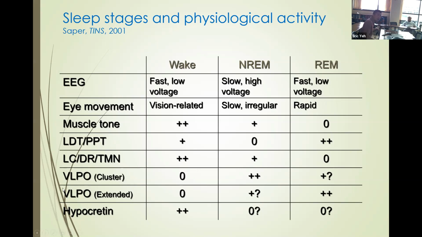So they keep you awake, and VLPO, and then there's the extended VLPO. And the hypocretin, obviously, you want that. One of the interesting things about hypocretin is that many narcolepsy patients have insomnia at the same time, and you're like, what do you mean? You are, by definition, too sleepy. What do you mean you can't sleep?